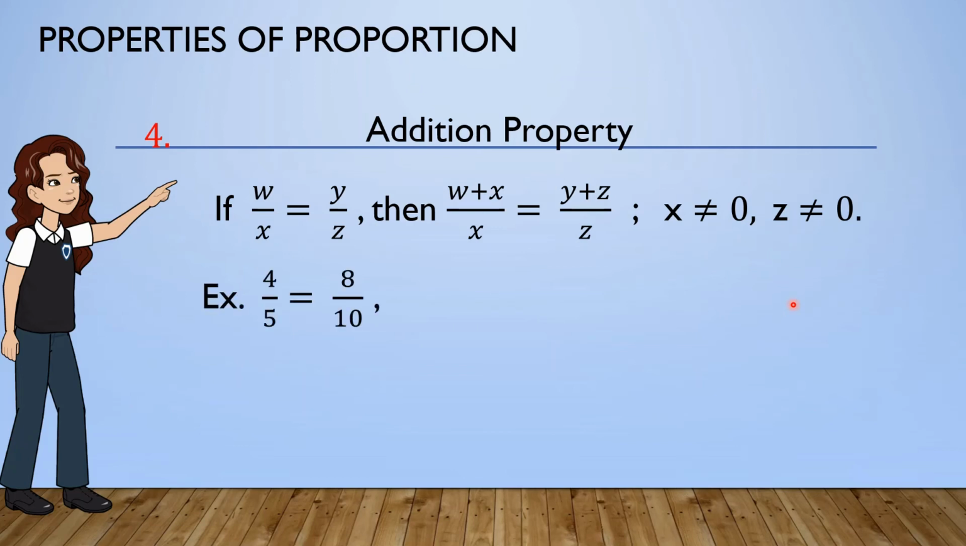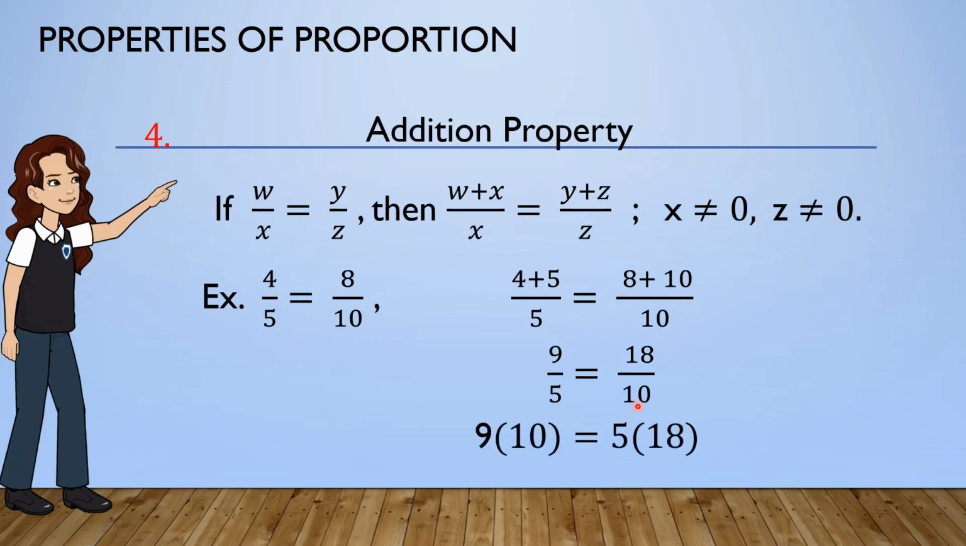For example, so same example, 4 over 5 is equal to 8 over 10. So example is 4 plus 5 over 5 is equal to 8 plus 10 over 10. So we have 4 plus 5 is 9 over 5. Then 8 plus 10 is 18 over 10. Then we need to get the product of the means and extreme. So 9 times 10 is 90. And 18 times 5 is also 90. So they are equal. And that we call addition property.